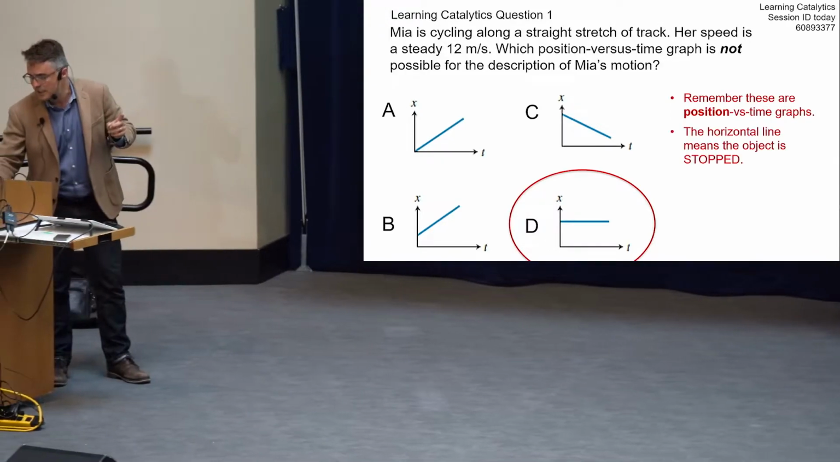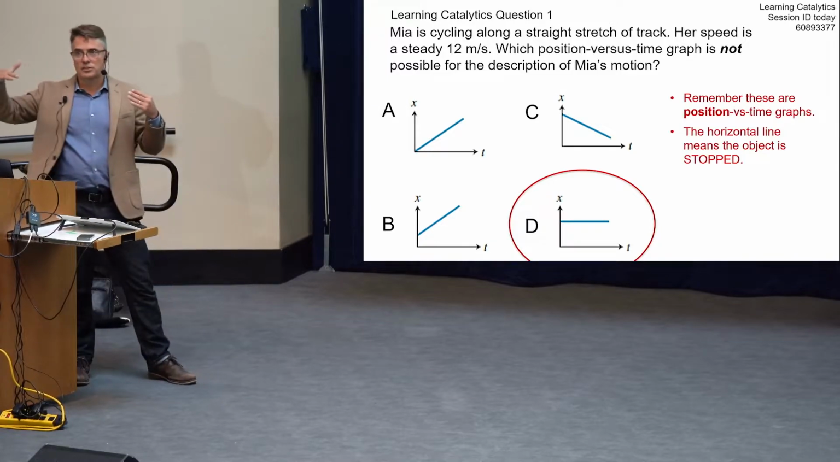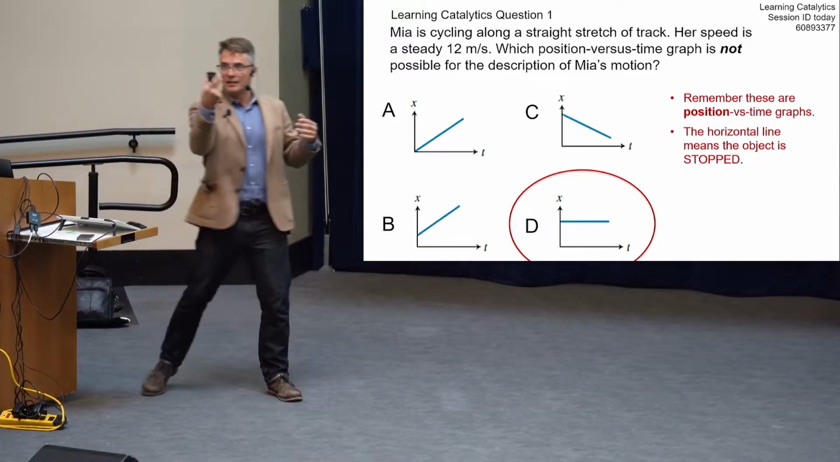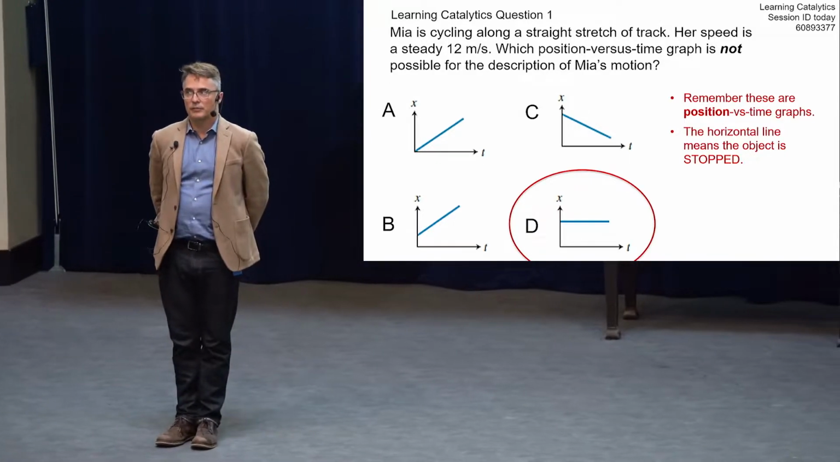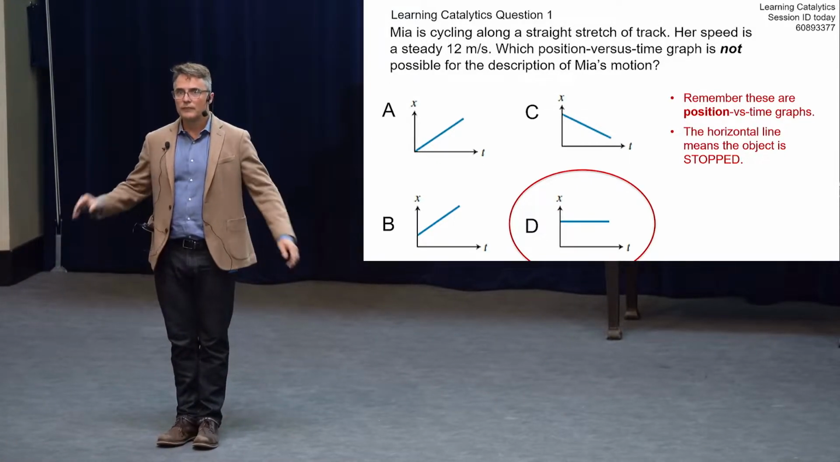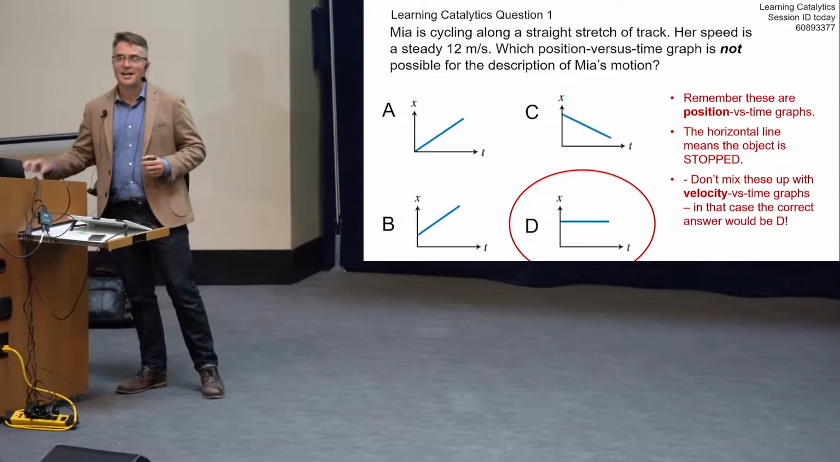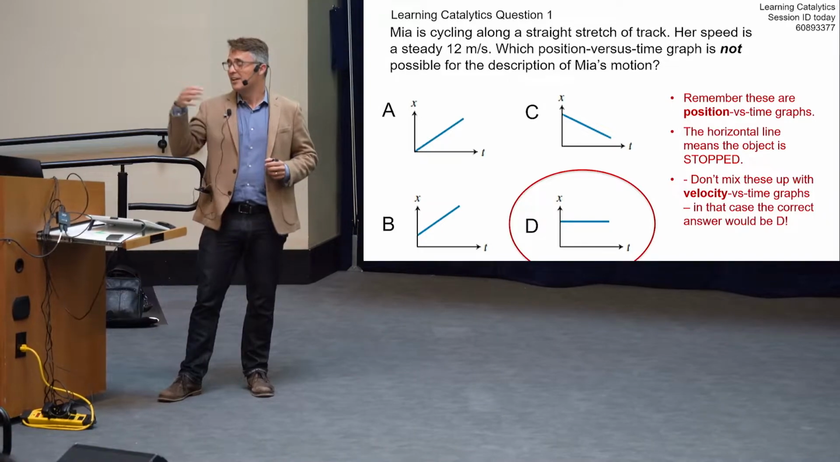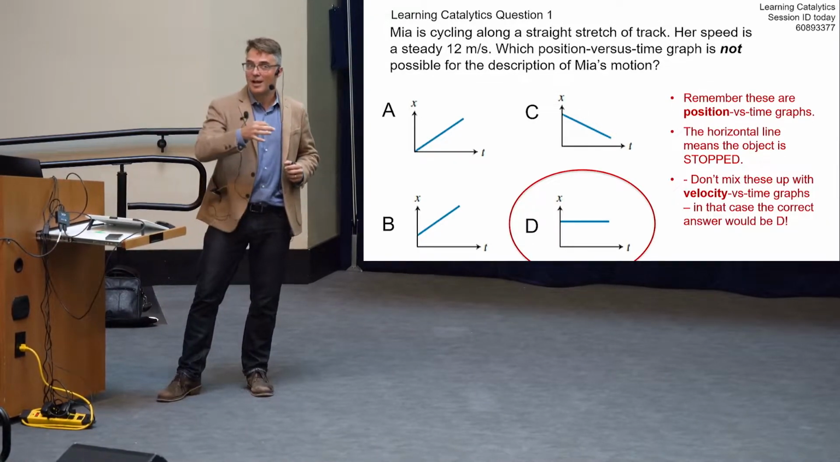The one that doesn't work is D, because a horizontal line on a position versus time graph means that at every instant of time you're at the same position. And that means that you're not moving at all. So that's not allowed. And remember that these are position versus time graphs. Don't mix them up with, if you're reading ahead, there's all these velocity versus time graphs.